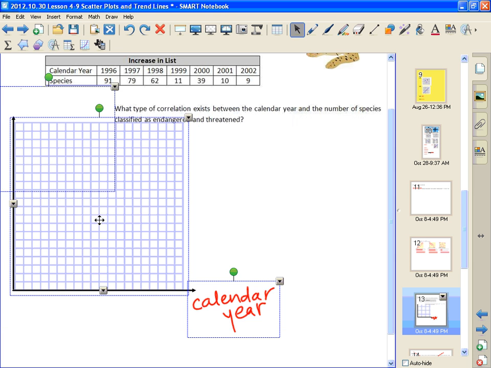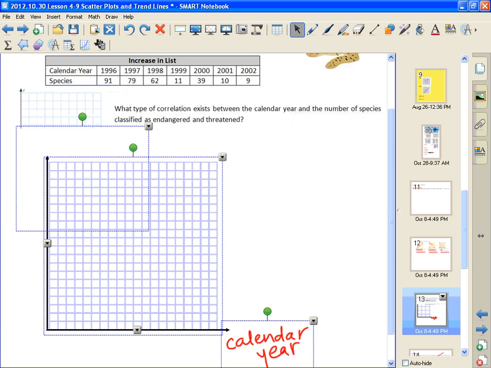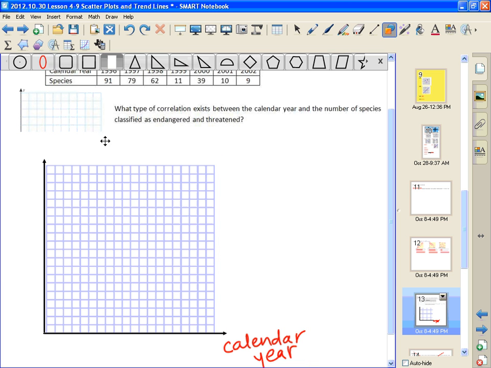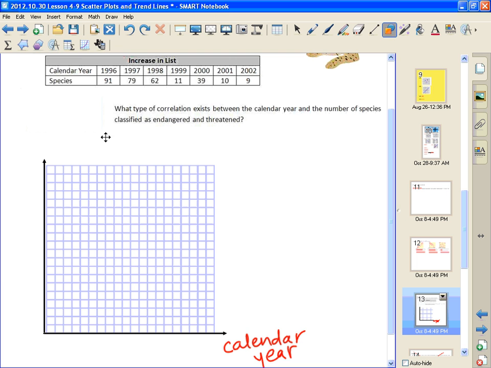I need to move mine over. I'm not going to have enough room. There we go. I know, it didn't show up very well on y'all's paper. I'm sorry about that. Okay, so then your y-axis would be what? Species, so we're going to label that.